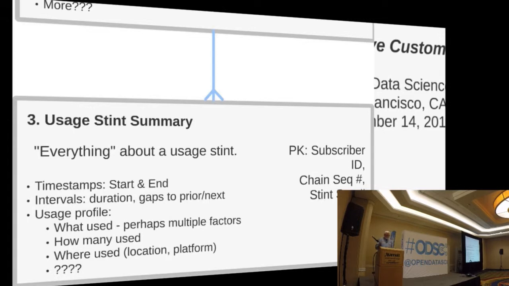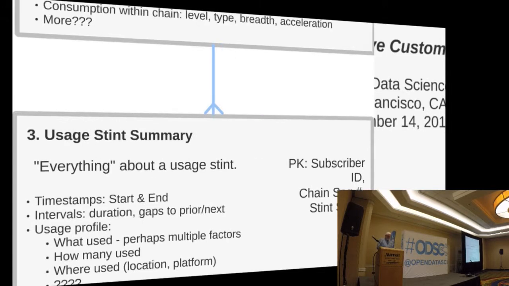So, what was used? Well, first of all, we want to know the timestamps that start at the end of the stint. We want to know the intervals. We want to know a gap to the prior and next stints. So it's really interesting to know if somebody's coming back every night or if they're cycling further or longer, when the gaps get longer or not. The location, the platform, are they on mobile, are they on their desktop, are they going back and forth between? Anything else, I mean, there's a lot of details that are really specific to your organization.